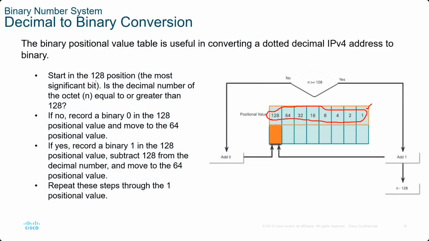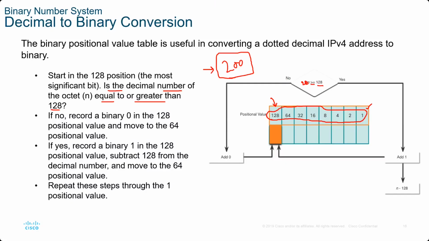So for example, this is just an algorithm to show you, if you have any number, how you would go about it. Whenever you have a number, let's say I give you 200, you have to start from here. Look at the first value. Is 128 greater than the number you are trying to convert? Is the decimal number of the octet equal to or greater than 128? The number that you have, for example, is 200. Is it equal to or greater than 128?